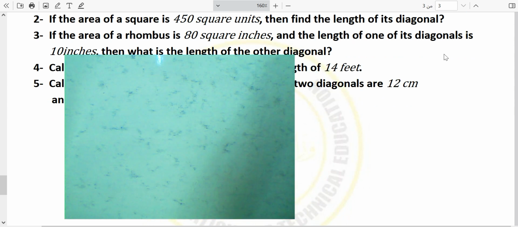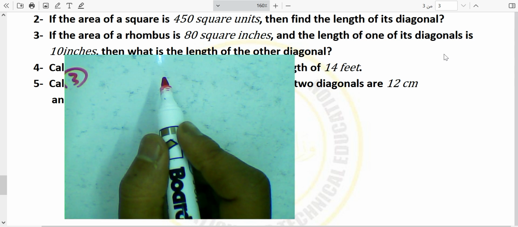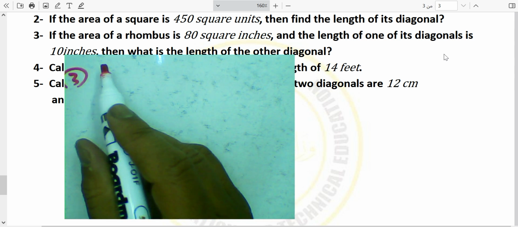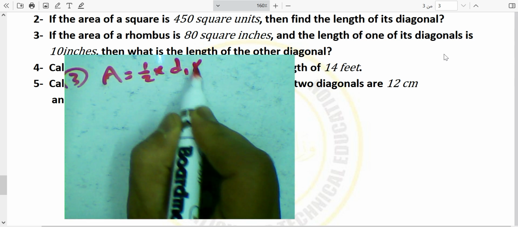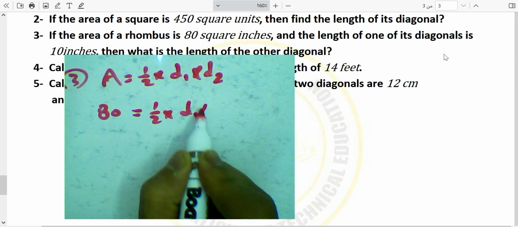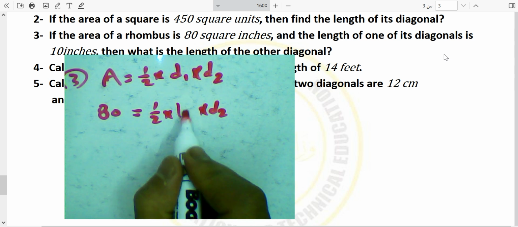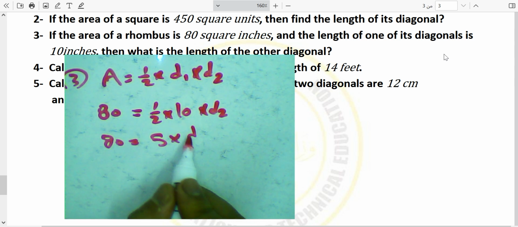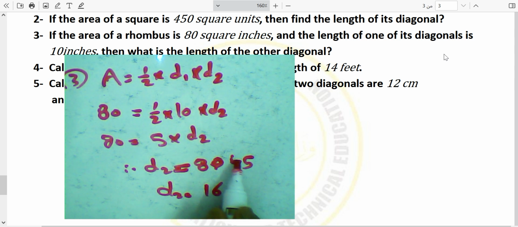Next question, number 3. If the area of a rhombus is 80 square inches and the length of one of its diagonals is 10 inches, then what is the length of the other diagonal? Okay, we can write the area of a rhombus as half times diagonal 1 times diagonal 2, and then put in the rule: area equals 80, equal to half times diagonal 1 and diagonal 2. He gives us the first diagonal, which was 10 inches. Then 80 equals half of 10, which is 5, times diagonal 2. Then diagonal 2 equals 80 divided by 5, which equals 16. Okay, diagonal 2 will be 16 inches.